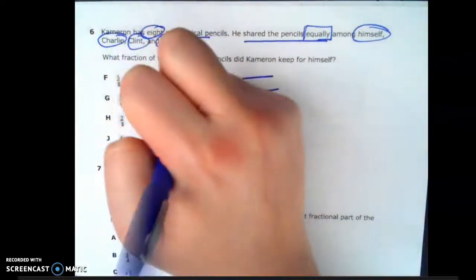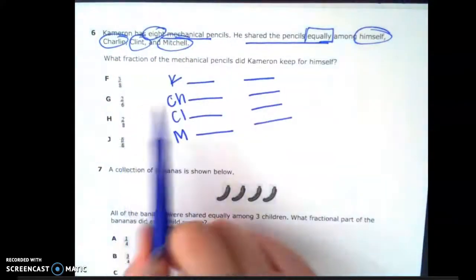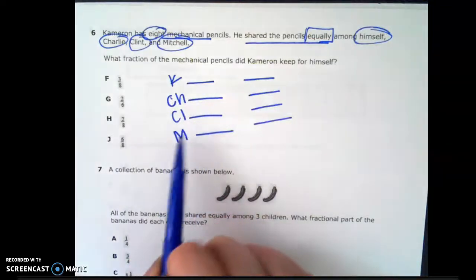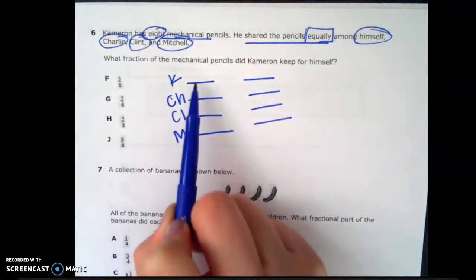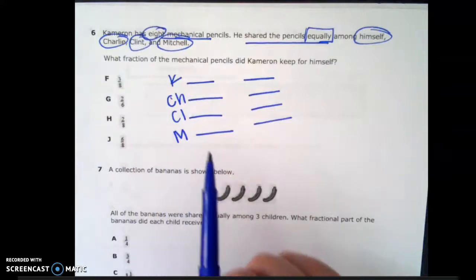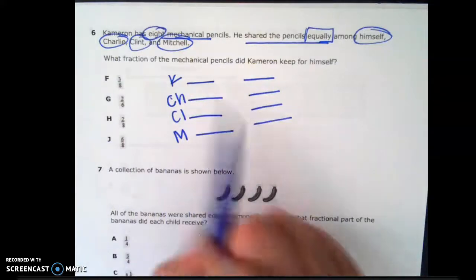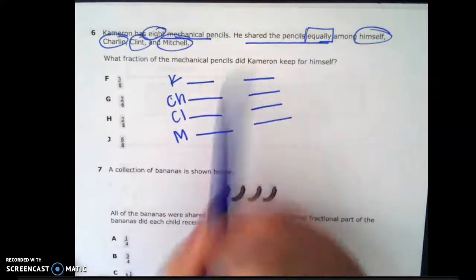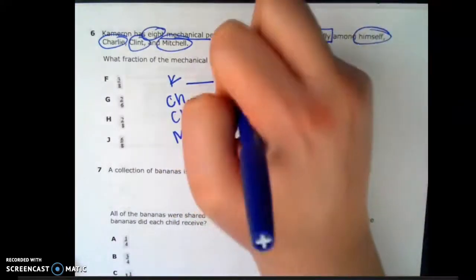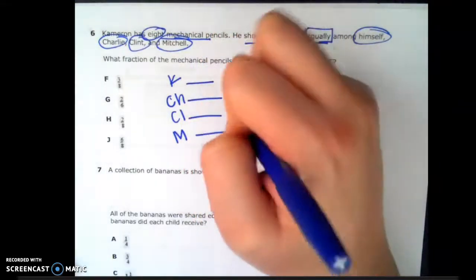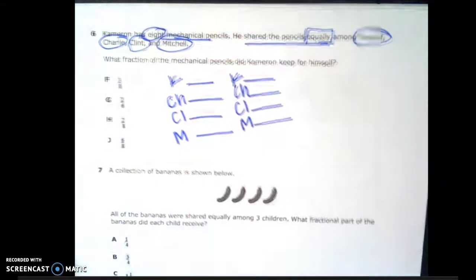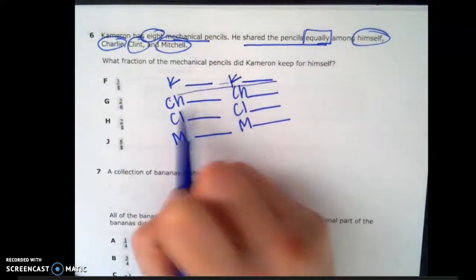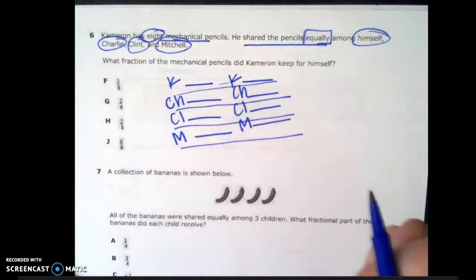And I'm going to do Cameron, Charlie, Clint, Mitchell. Meaning Cameron got this pencil, Charlie gets this pencil, Clint gets this pencil, and Mitchell gets this pencil. Does every single boy right now have the same amount of pencils? Yes, every single boy has the same amount of pencils right now, but I still have leftover pencils. So I can give Cameron, Charlie, Clint, and Mitchell all one more pencil. So every boy has 2 pencils.